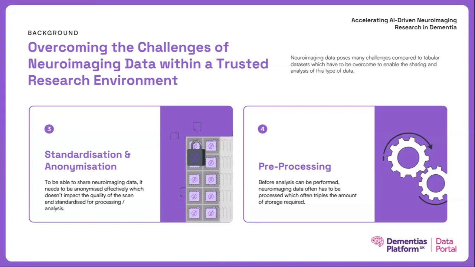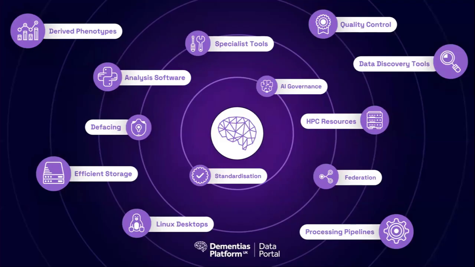Of course, we also have the challenges around anonymization and pre-processing. And so we've been working over the past few years within Deep UK to make sure that when we get new neuroimaging data in, it can go through our processes so that we can standardize it, process it, harmonize it, and make it ready for AI research, to support this kind of new research within trusted research environments.